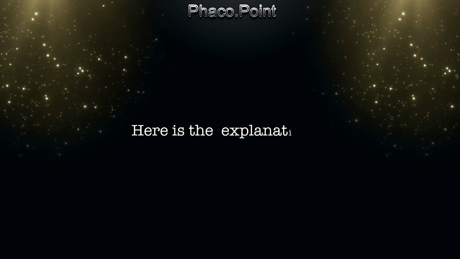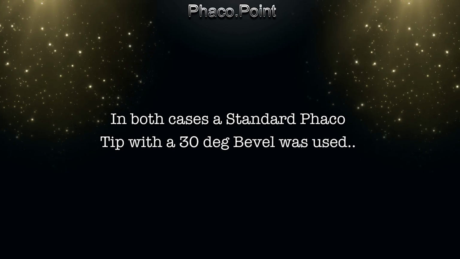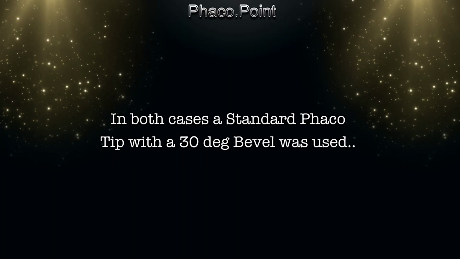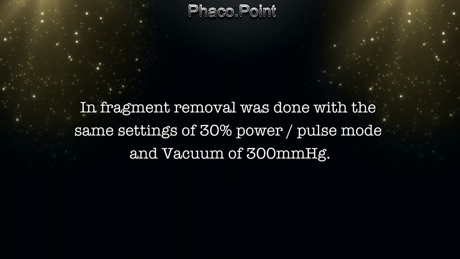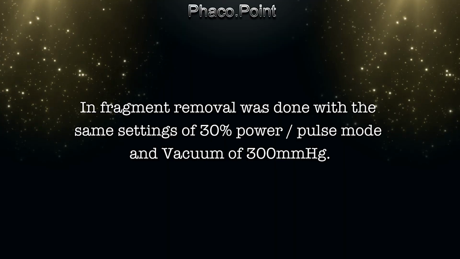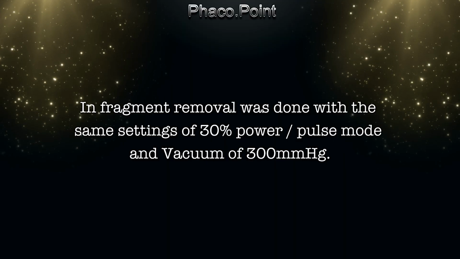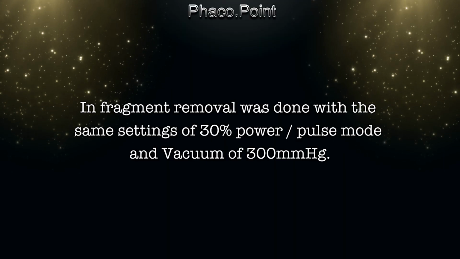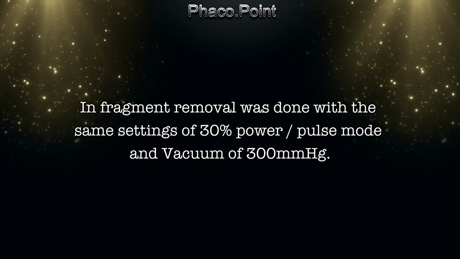So now let's go to the explanation in these two cases. In both cases, we used the standard Phaco tip with a 30-degree bevel. The fragment removal was done with more or less the same settings of 30% power, pulse mode in her case and micropulse in mine, and a vacuum of 300 millimeters of mercury.